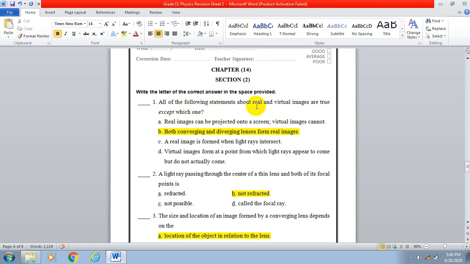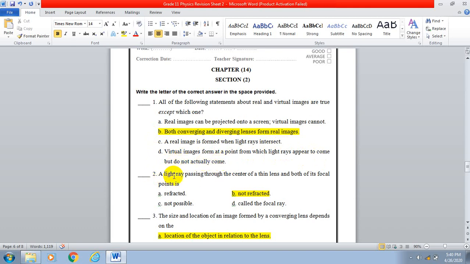All of the following statements about real and virtual images are true except one. What? A. Real images can be projected onto a screen, virtual images cannot. B. Both converging and diverging lenses form real images. This one is the correct one, by the way. C. A real image is formed when light rays intersect. D. Virtual images form at a point from which light rays appear to come but do not actually come.